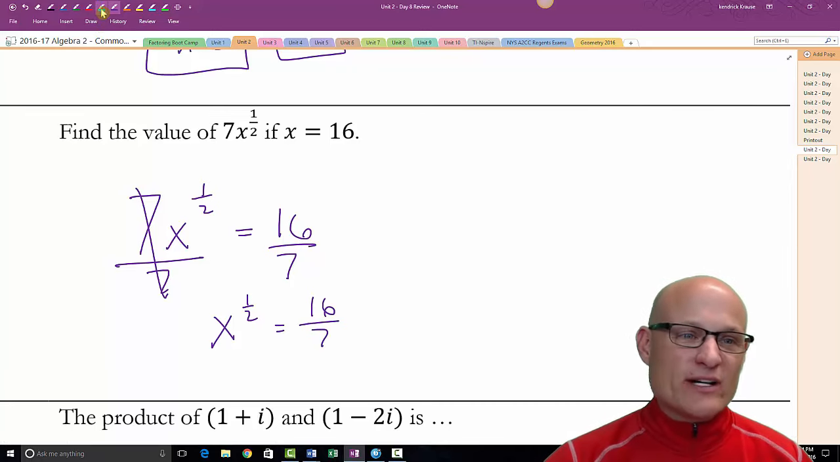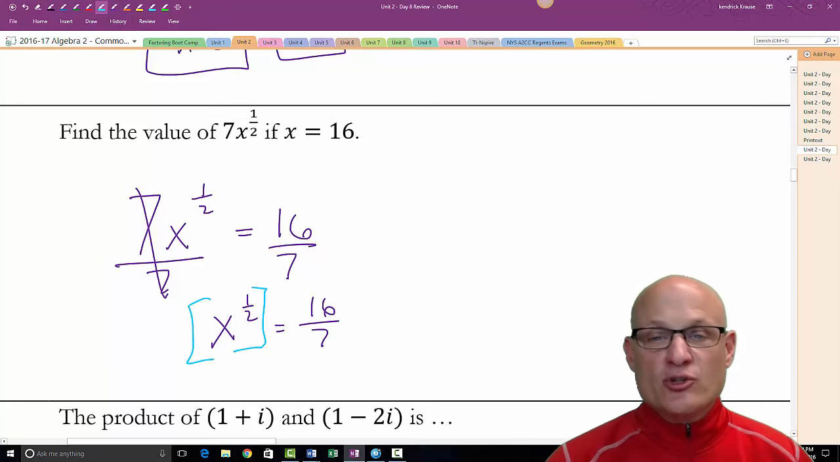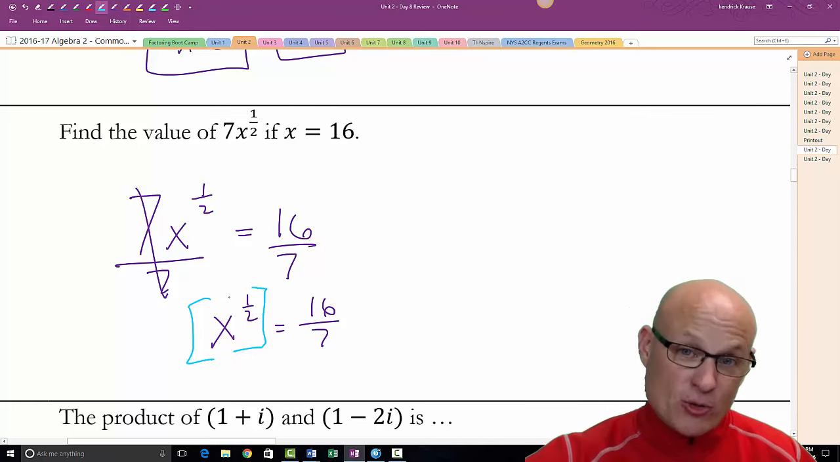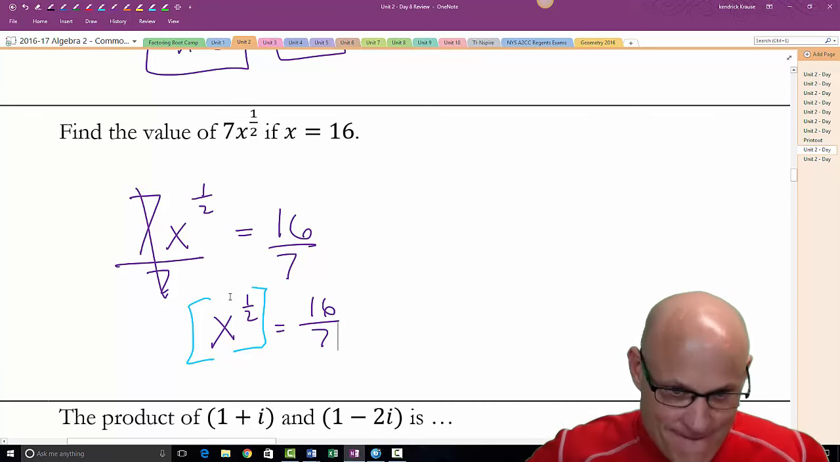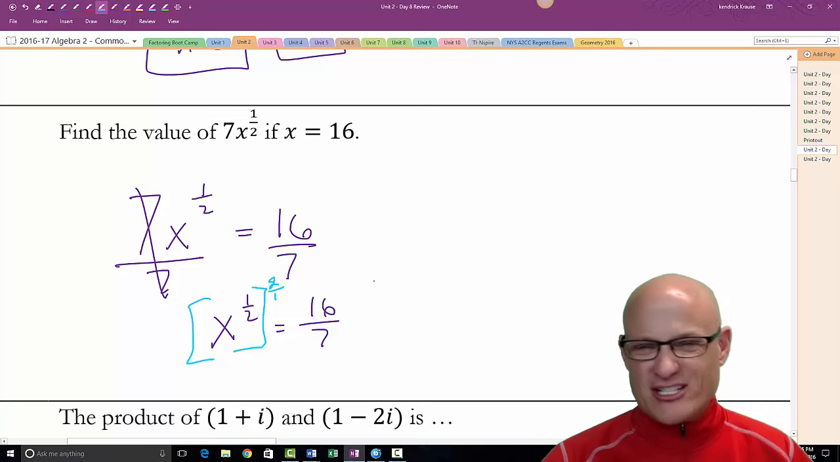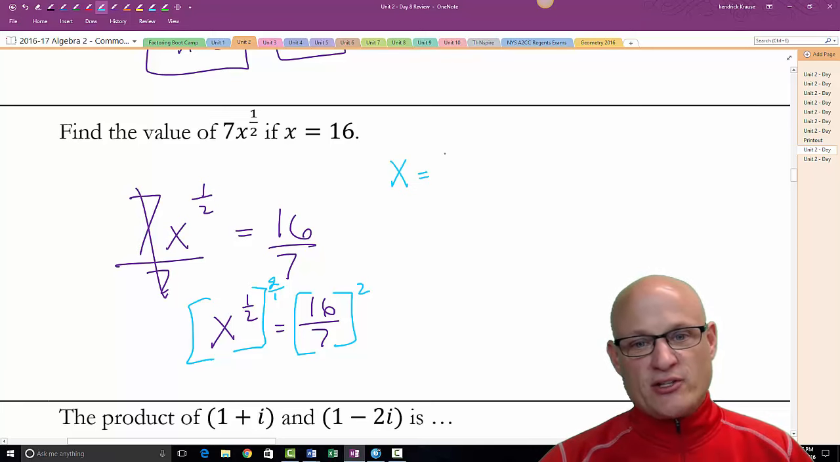Now, in order to get rid of a rational exponent, you have to raise it to the reciprocal. In this case, my exponent is 1/2. The reciprocal would be 2 over 1. So we have to raise it to the 2 over 1, which is just really 2. If I raise that side to 2, I have to raise this side to 2. So now I get x equals 16 squared, which is 256, over 7 squared, which is 49.